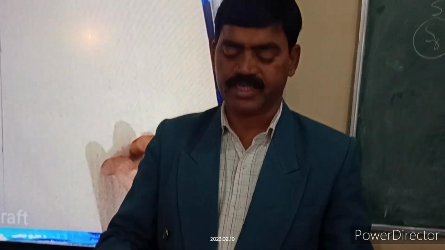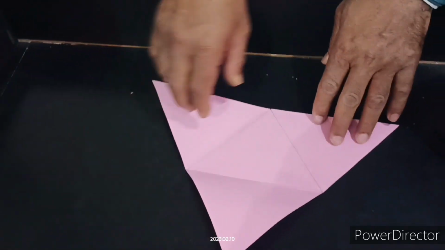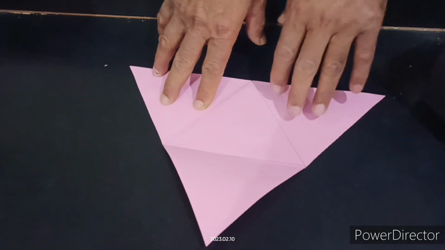Today we are going to prove the midpoint theorem by paper folding method. First of all, take a triangle, any size. No restriction about the length of sides. No restriction about its angles.